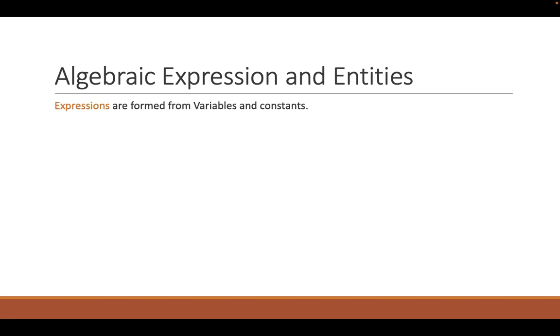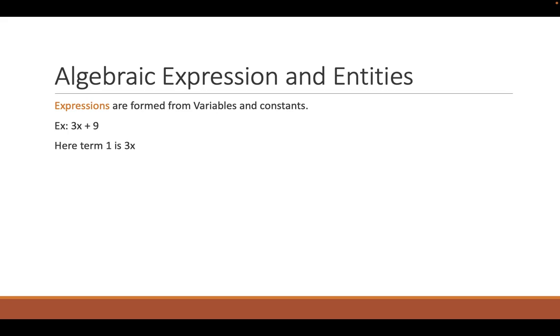Expressions are formed from variables and constants. So, in algebraic expressions, we need to know what an expression is. It is just a mix of variables and constants. So this is just an example of an expression. When it comes to an equation, there will be an expression on the left side and one expression on the right side. It's just one part of that.